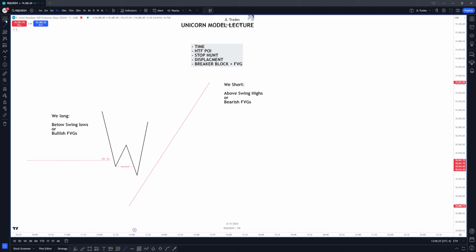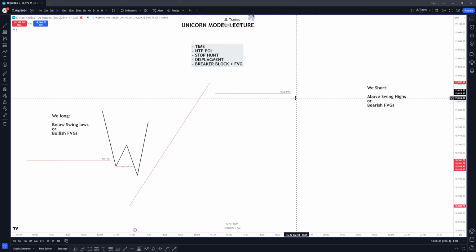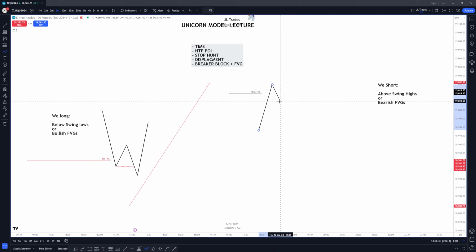We then mark out a higher time frame fair value gap. For this example, we'll just use a 15-minute fair value gap, because it's just what I have saved. We expect price to come up to this 15-minute fair value gap on the higher time frame, tap into it, put in a swing high, then a swing low, a swing higher, and then displace lower. This would be our stop hunt.